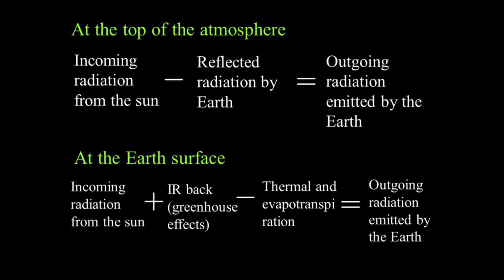At the top of the atmosphere, you have incoming radiation from the sun minus reflected radiation by the Earth equals outgoing radiation emitted by the Earth. At the Earth's surface, you have incoming radiation from the sun plus infrared back into space through greenhouse effects minus thermal and evapotranspirations equals outgoing radiation emitted by the Earth.